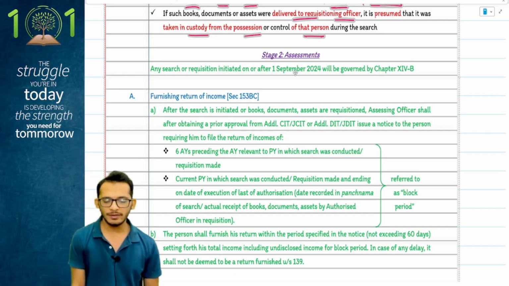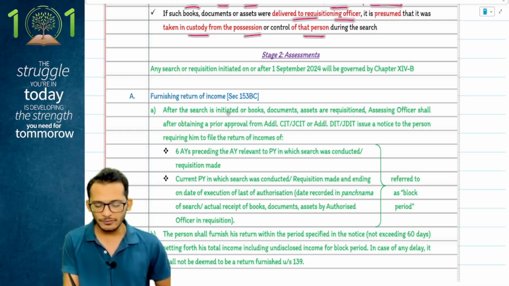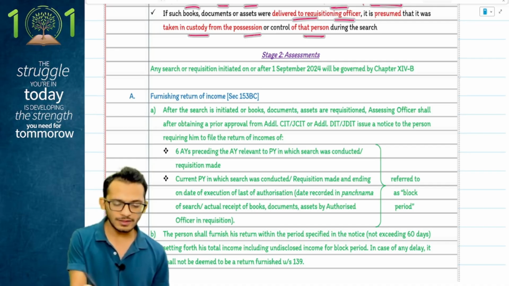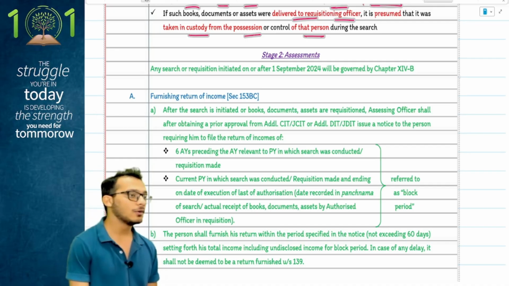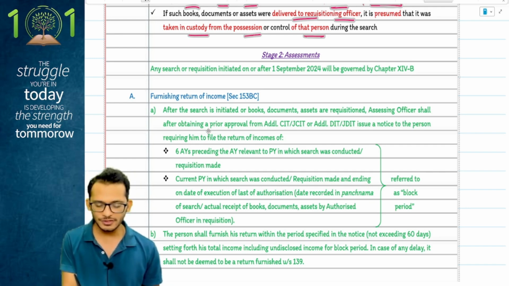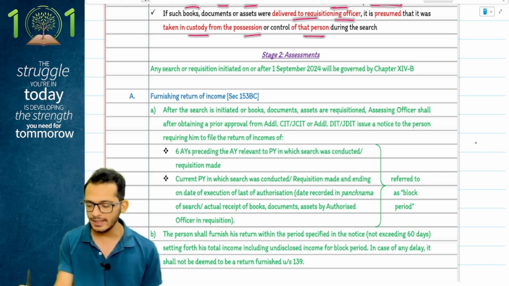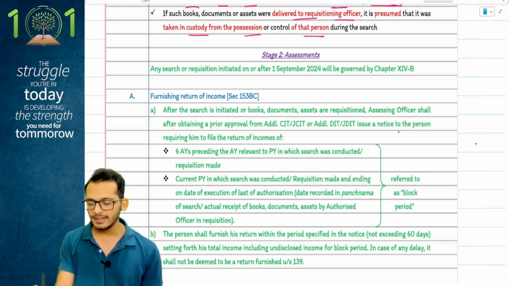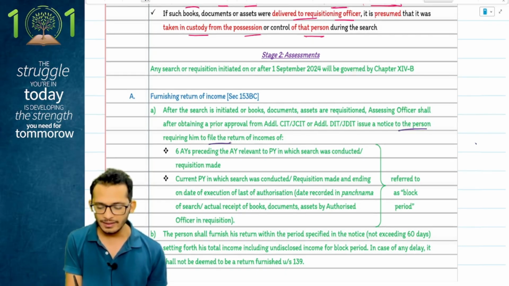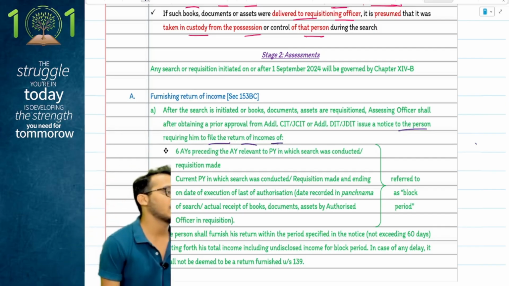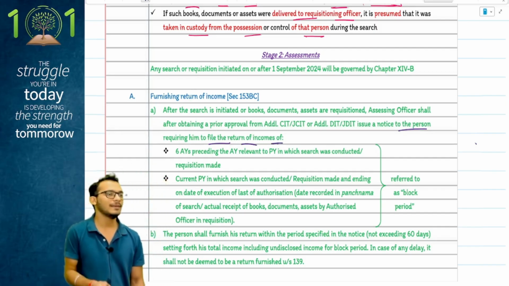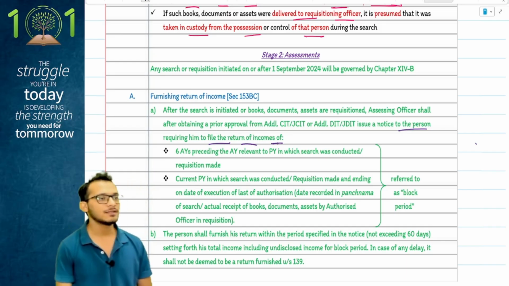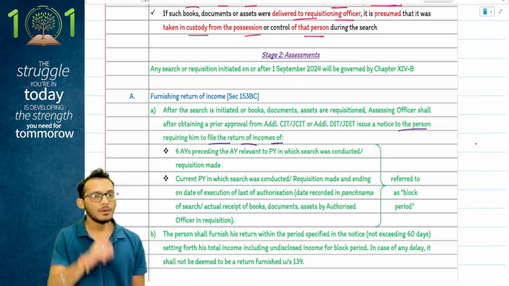Yes or no? Yes. What are the new guidelines, people? Income tax says after the search is initiated or the books or the documents are seized, the assessing officer shall, after obtaining a prior approval from ADIT, JCIT or additional DIT or JDIT, issue a notice to the person requiring him to file the return of income. Same process as reassessment. In reassessment also I told you to file return. Yes, the only problem is reassessment I told you to file return for 1 year.